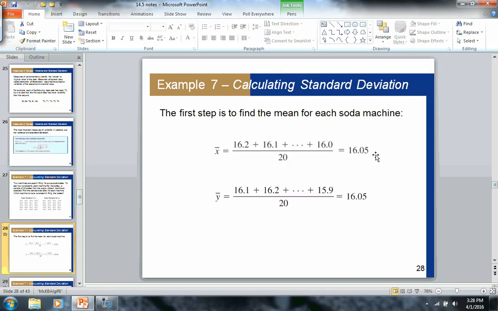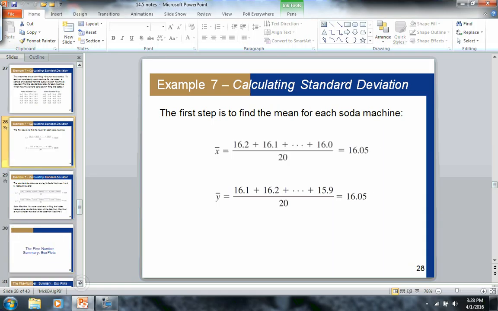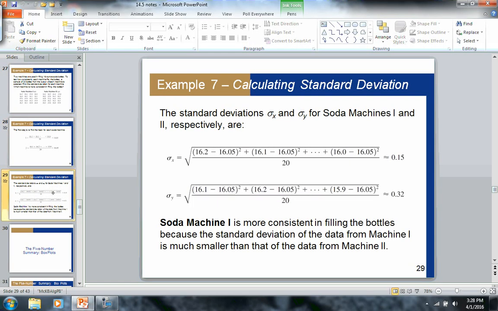If you were just looking at that information, you'd think, hey, these machines are exactly the same. They're performing exactly the same. I see no reason to modify them or change anything. But if we go through that data set of the 20 samples for machine 1 and machine 2 and find our standard deviation, here again, we're taking each point in the data set, subtracting that mean, and then squaring it. We have to do that for every single value in our data set. Then we add them all up, divide by 20, and then take the square root.